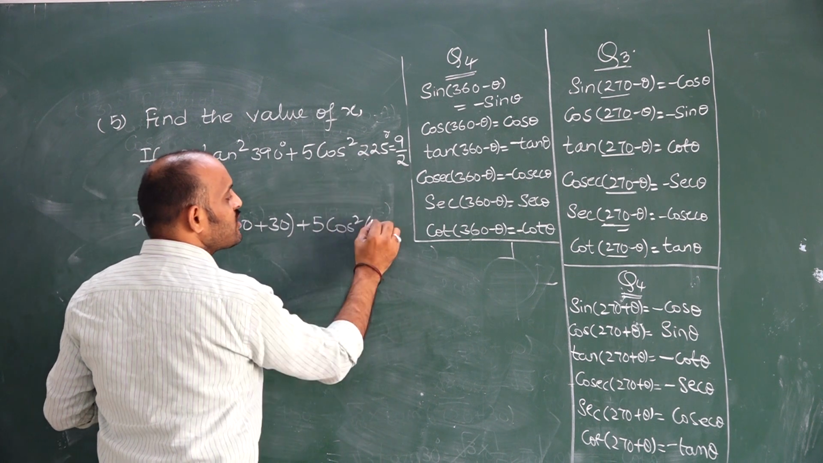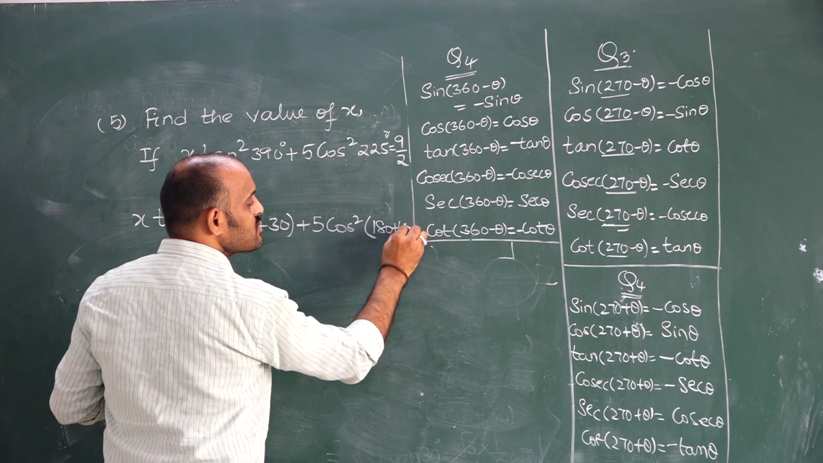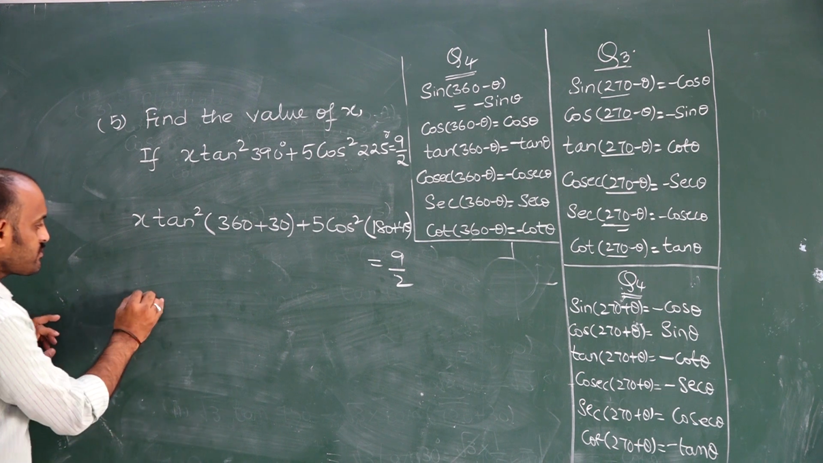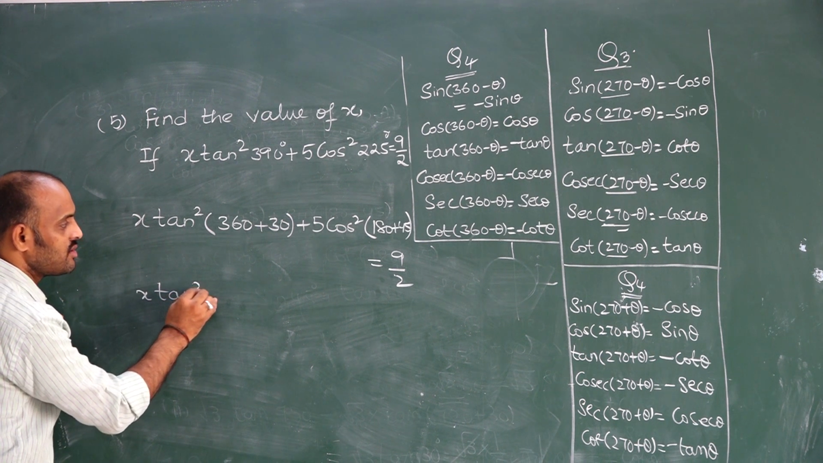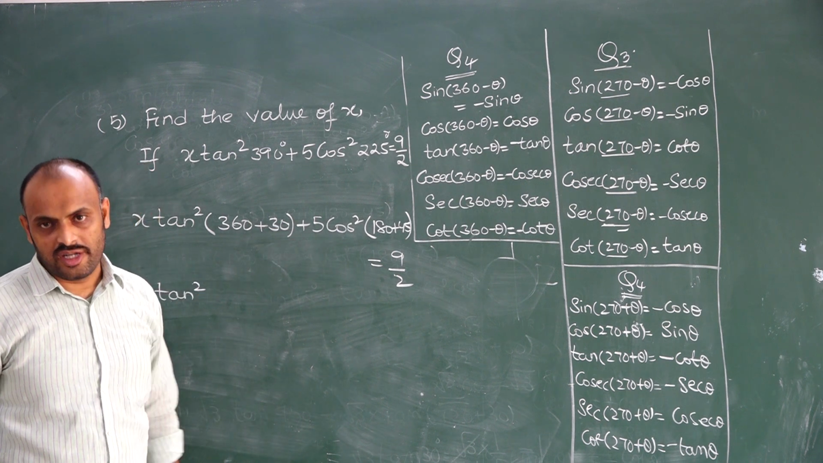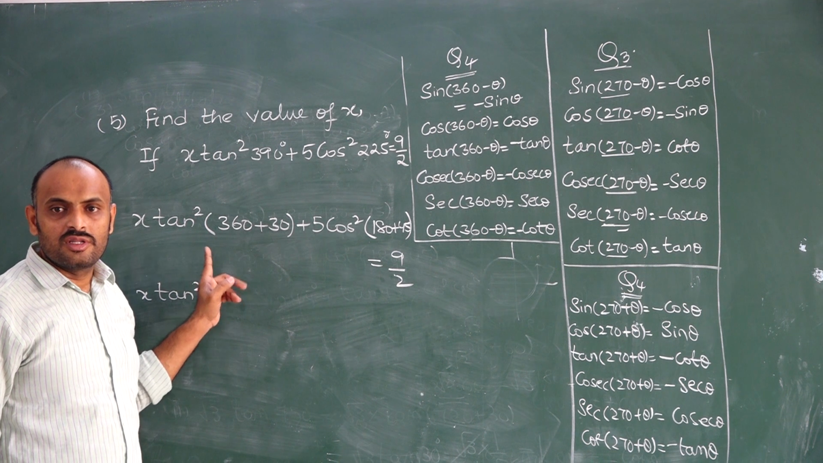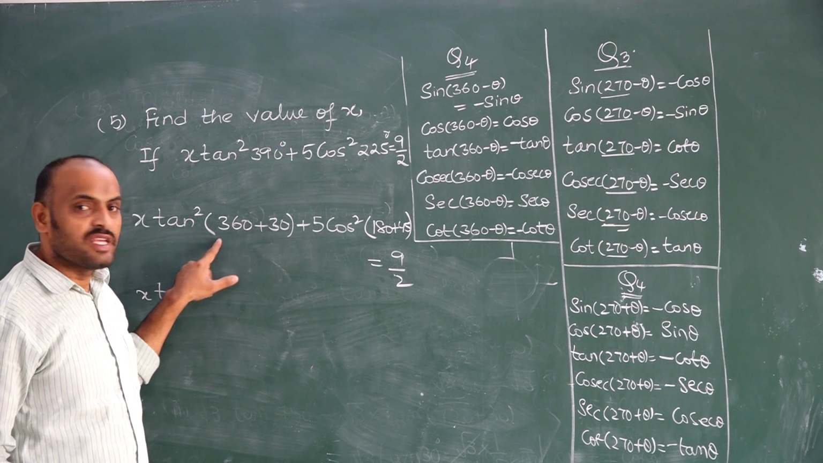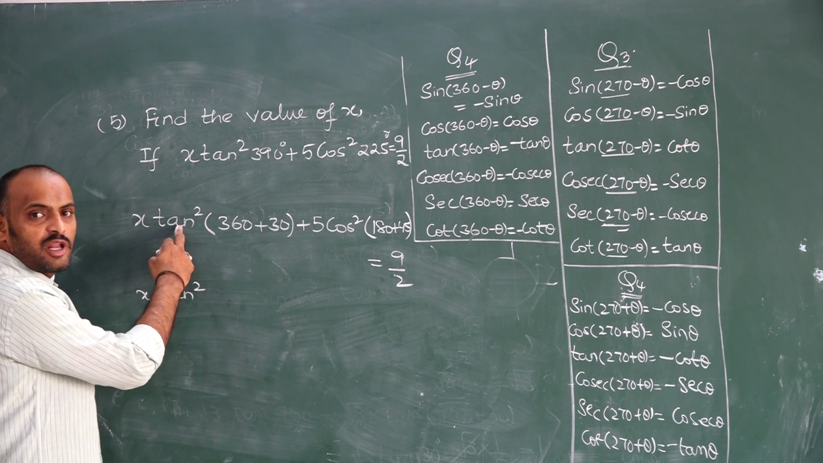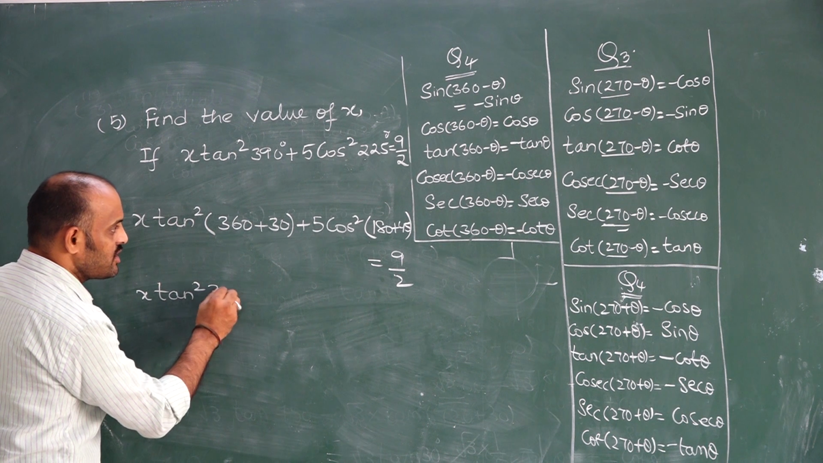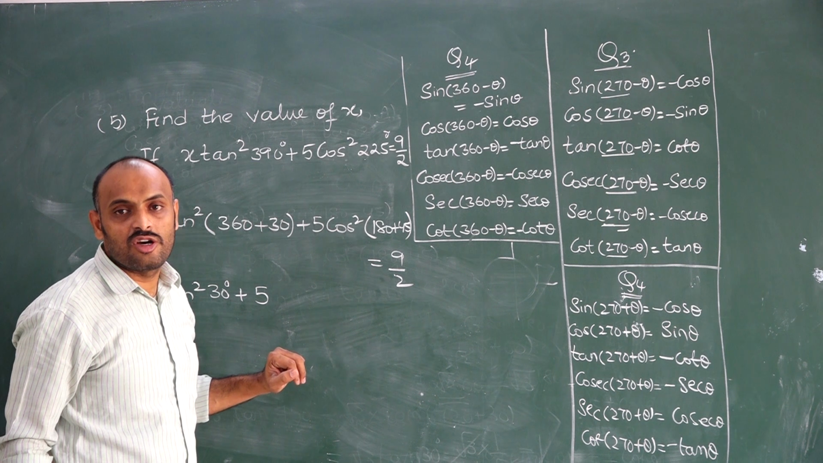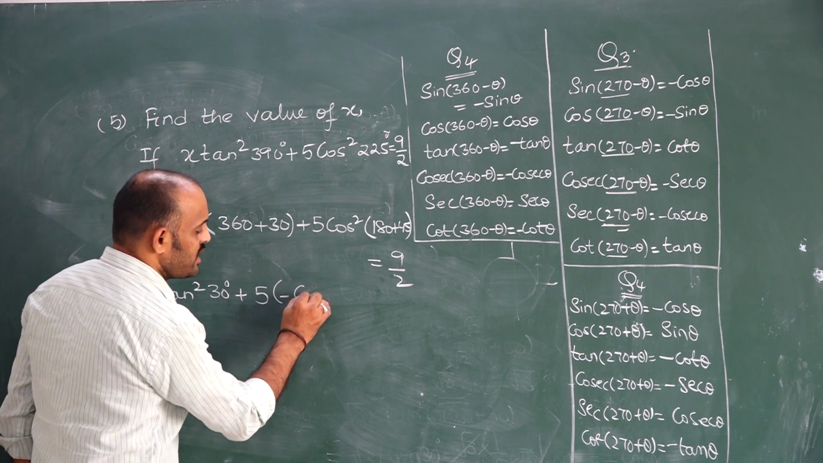Plus 5 cos square. What is the nearest quadrant angle to this? 180. So 180 plus 45 is equal to 9 by 2. X tan square of 360 plus theta. 360 plus theta means first quadrant. In first quadrant all are positive. 360 is an even multiple of 90. For even multiples of 90, the trigonometric ratio remains the same. So tan square 30 degrees plus 5 cos of 180 plus theta, which is minus cos theta.